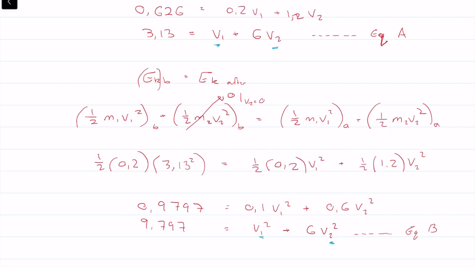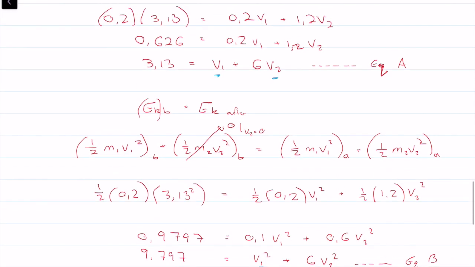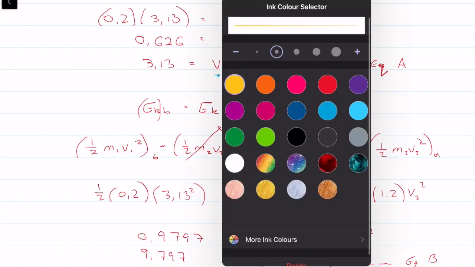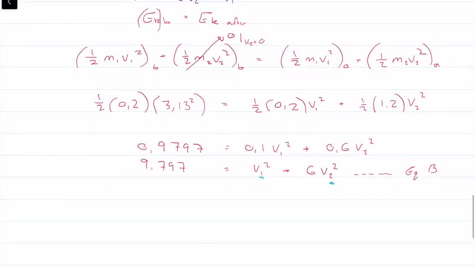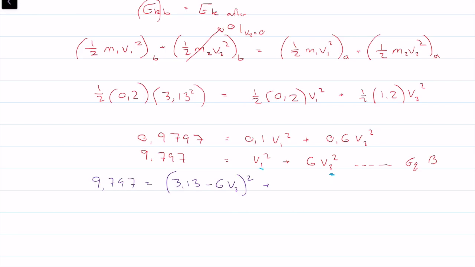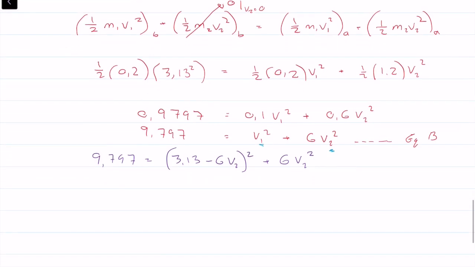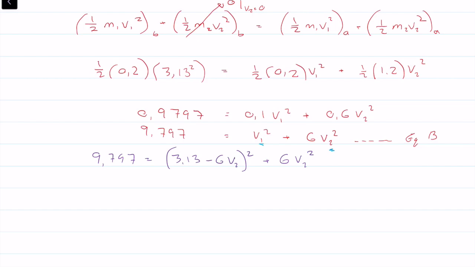So what are we going to do? What we're going to do is manipulate this equation. Let's do it in a different color, purple. So 3.13 minus 6 v2 is equal to v1. Now I'm going to say 9.797 is equal to (3.13 minus 6 v2) squared plus 6 v2 squared. So now we have one unknown, which is v2, so we can solve for this directly.